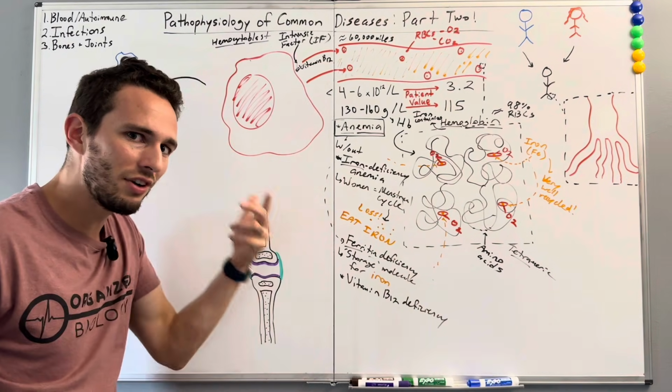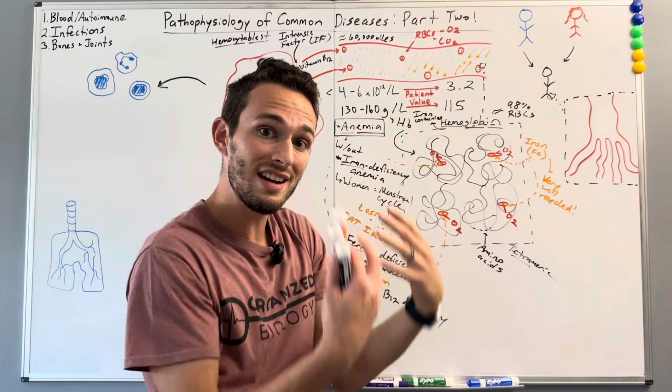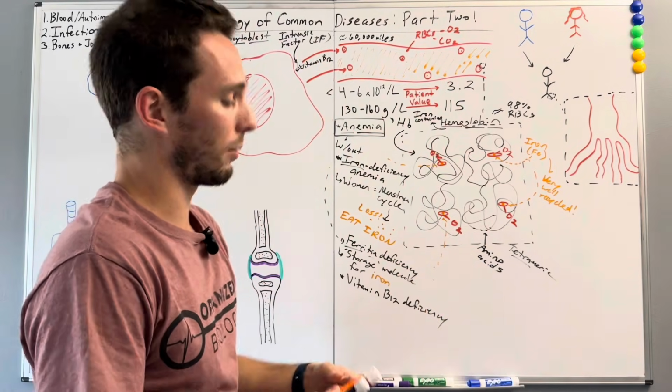Now let's move on to a different type of anemia, and it's actually going to be hereditary, okay? It's genetic, where you're basically receiving bad genes, per se, from your parents.